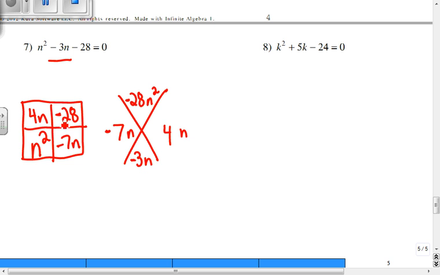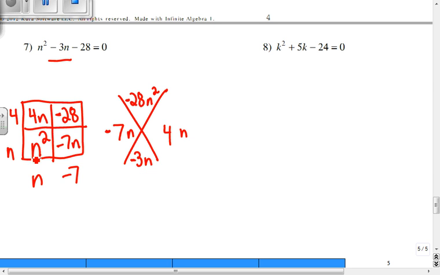Negative 7n, negative 28. They have a negative 7 in common. N squared and 4n have n in common. These two have an n in common. These two have 4 in common.